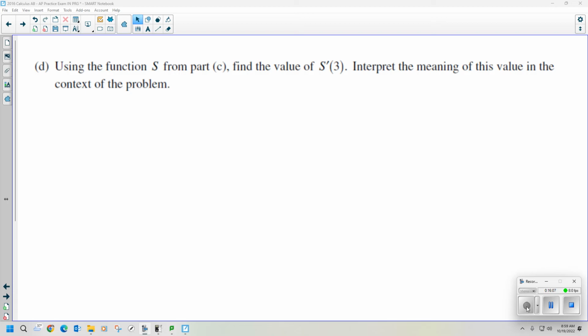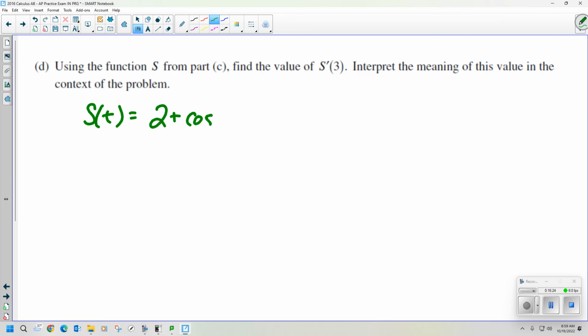1D. This is the last one for 1. This is the last part of 1. Problem 1, 1D. Using the function s from part C. Okay, so I'm just going to do this right here. I mean, you don't have to on your paper, but s of t equaled 2 plus cosine of pi over 10 times t squared. Okay, this is s. Using this, okay, find the value of s prime of 3.